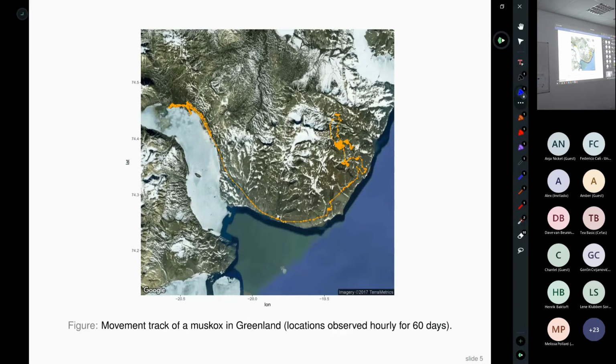So this is the track that we're looking at. It's not a very long track. I wanted to have things very simple here, so we're not looking at multiple animals and several months of tracking. We just look at 2 months of tracking, so 60 days for this muskox, and it's hourly data.